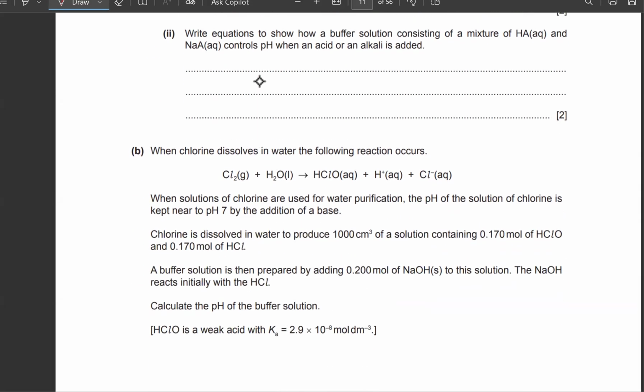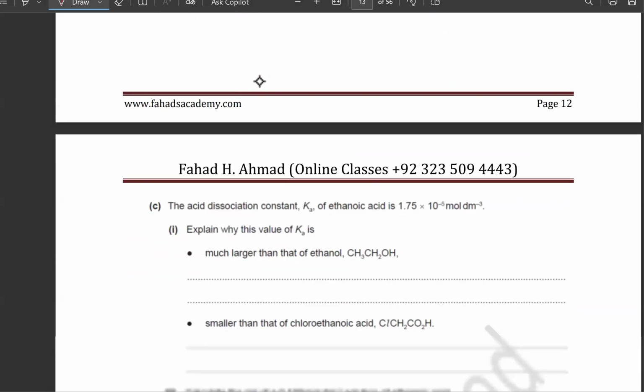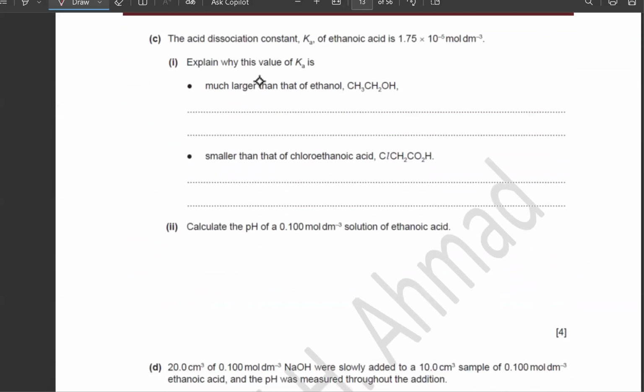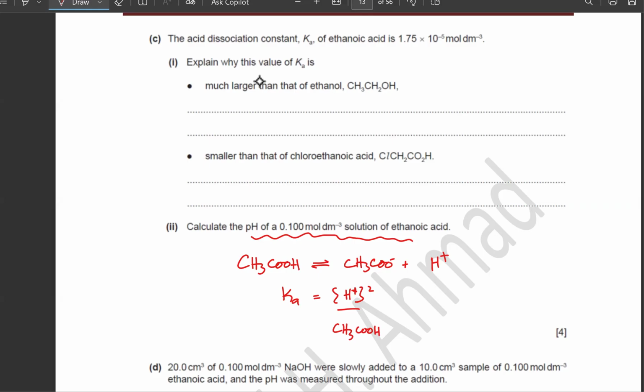Buffer, we're going to skip. That's another buffer solution. You're being told to figure out the pH of 0.1 mole per dm cube ethanoic acid. So ethanoic acid dissociates, and I'm skipping the organic part, and produces these two ions. So your K expression is H plus concentration squared divided by the ethanoic acid concentration.